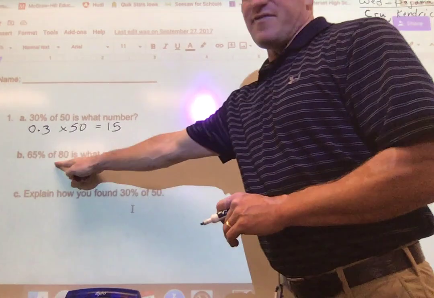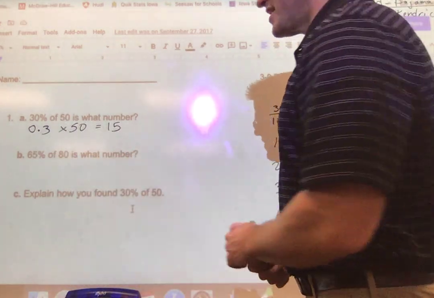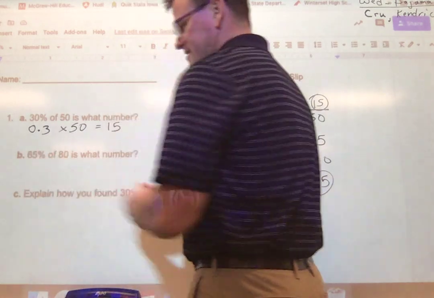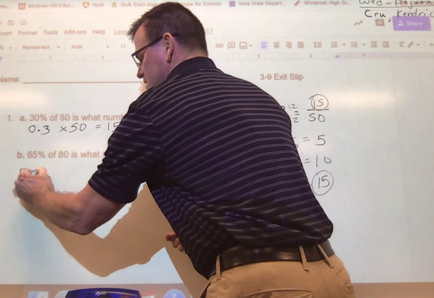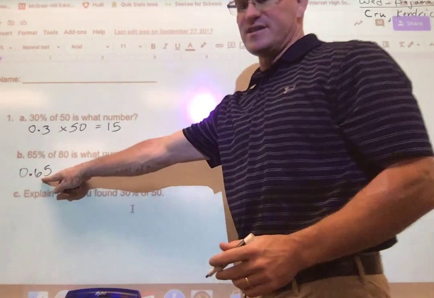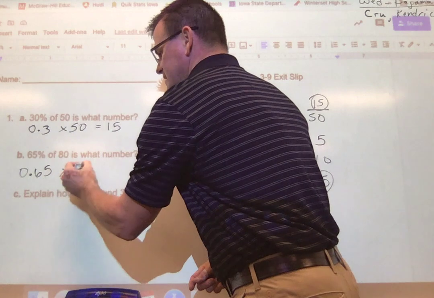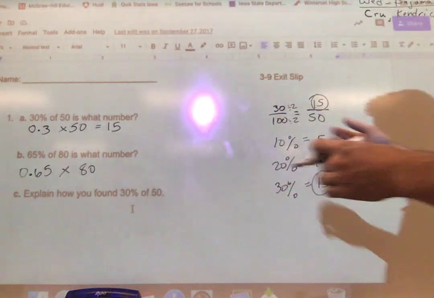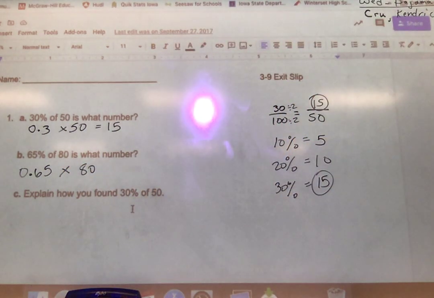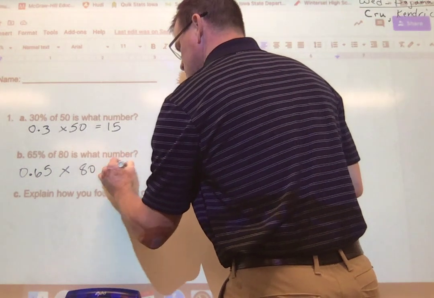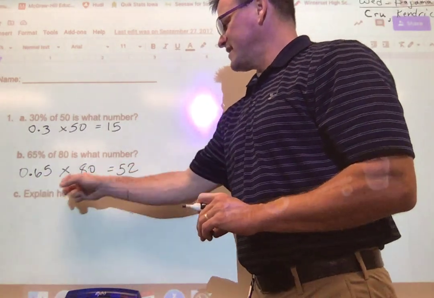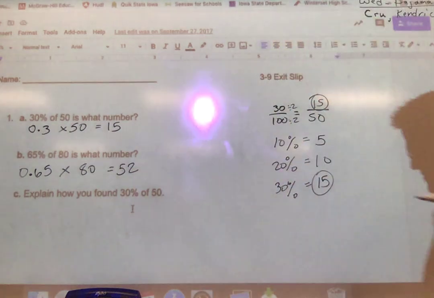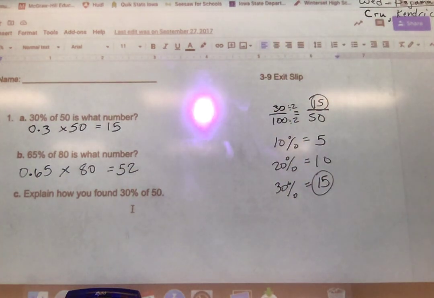Okay, 65% of 80. Again, I'm just going to use one strategy this time. I like these. I think these are simpler when I see that "of," and I know the answer should get smaller. I'm going to change that to a decimal. 65 hundredths of means times 80. A lot of times we can just use a calculator here. We're dealing with percent, so 0.65 times 80, I get 52. And again, that should be less than 80, right? Because I just want 65% of it. And I want over half of it, which is 50%. So my answer of 52 makes sense.